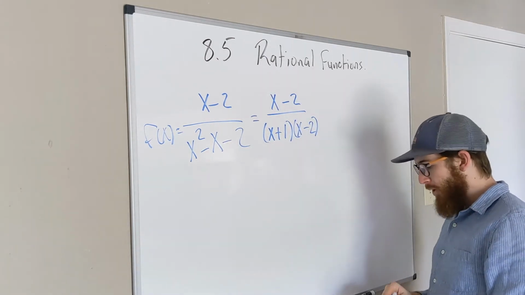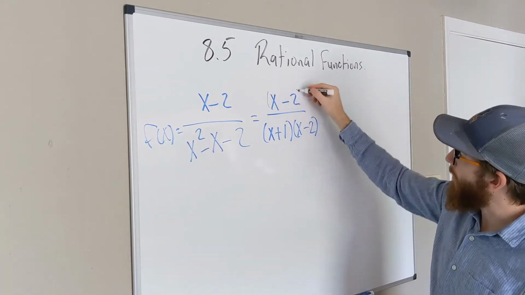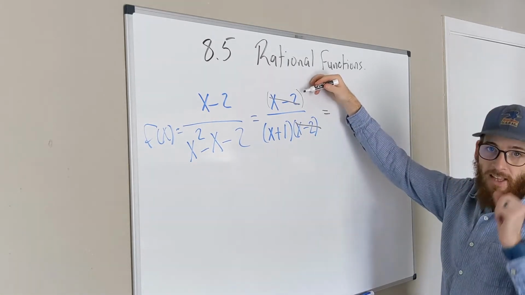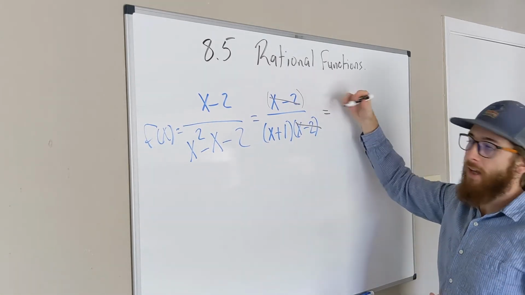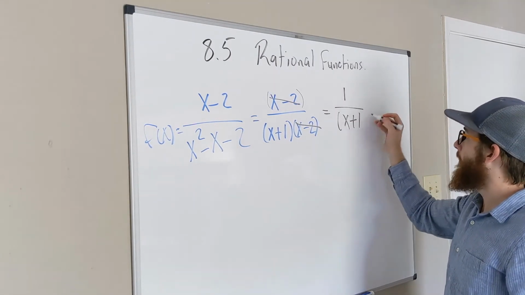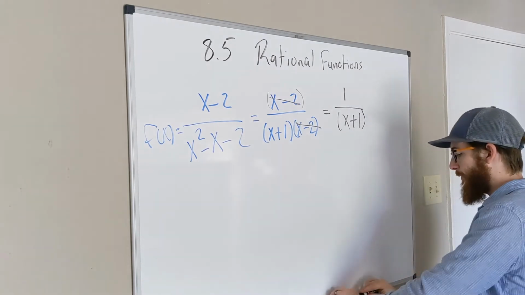Okay, so what do you notice about the top and the bottom? They have a piece in common, so it cancels. What's left? If there's nothing left on top, we need to represent it with a 1, and we're left with x plus 1. Okay, so now I need to check all of those things I did before.